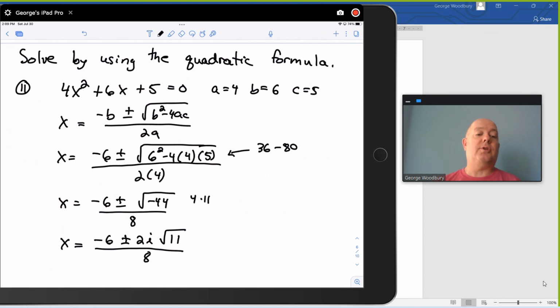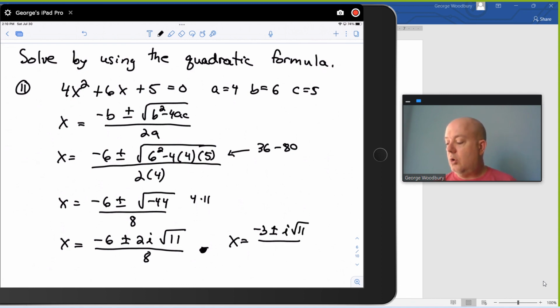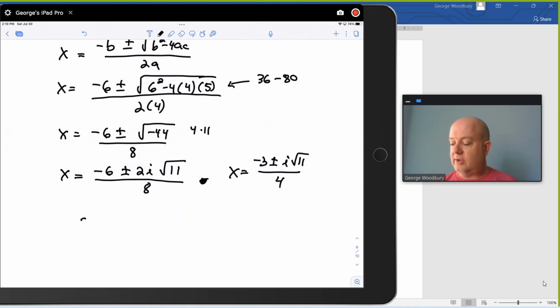I noticed that the 3 coefficients that are not in the square root, so the coefficient of each term, have a common factor of 2, and I can divide that from each of them. That gets me to x equals negative 3 plus or minus 1i, or just i root 11, over 4. And I can write that as a solution set as negative 3 minus i root 11 over 4, comma, negative 3 plus i root 11 over 4.